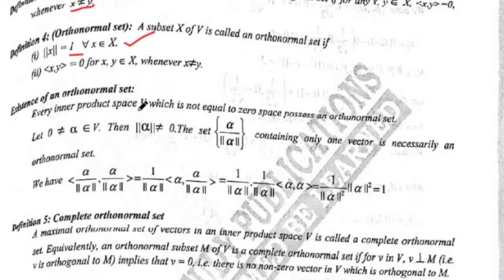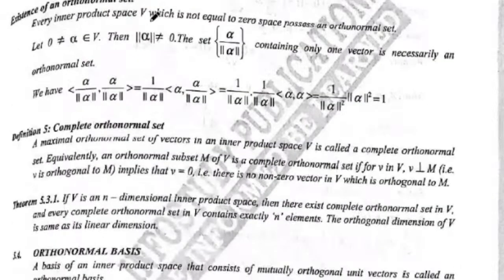Existence of an orthonormal set. Every inner product space V which is not equal to 0 possesses an orthonormal set. So, if it is a non-zero vector space, that is, an inner product space, then we can say that it has an orthonormal set. For example, for alpha not equal to 0 in V, norm of alpha is not equal to 0. Then alpha by norm alpha, containing only one vector, is itself an orthonormal set.